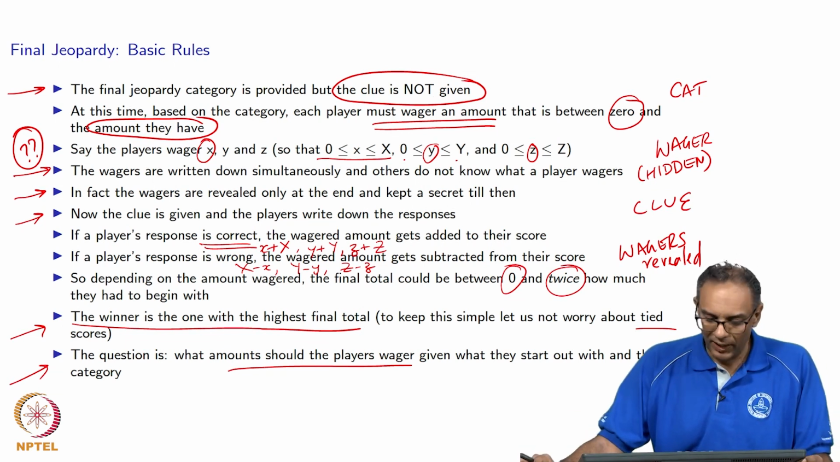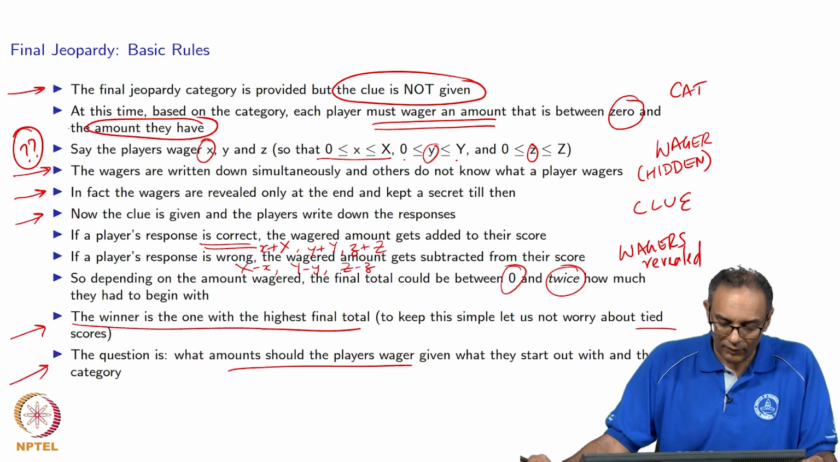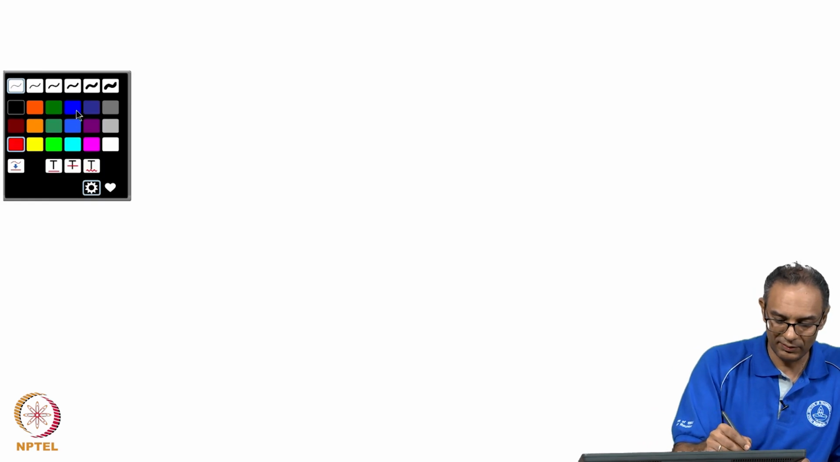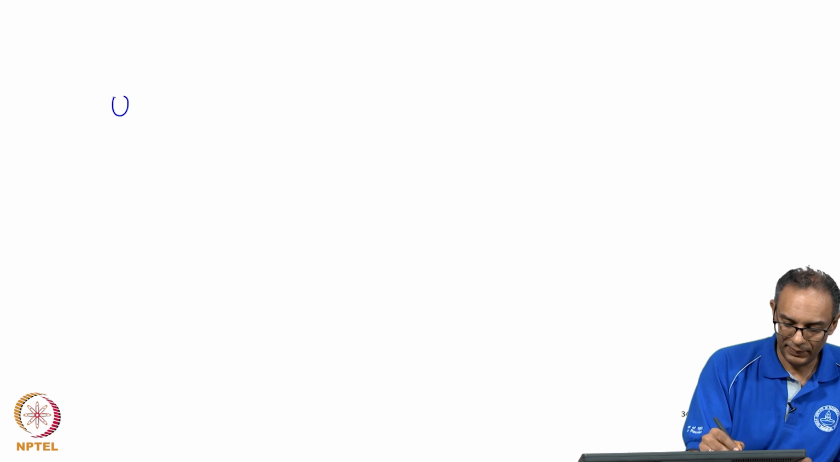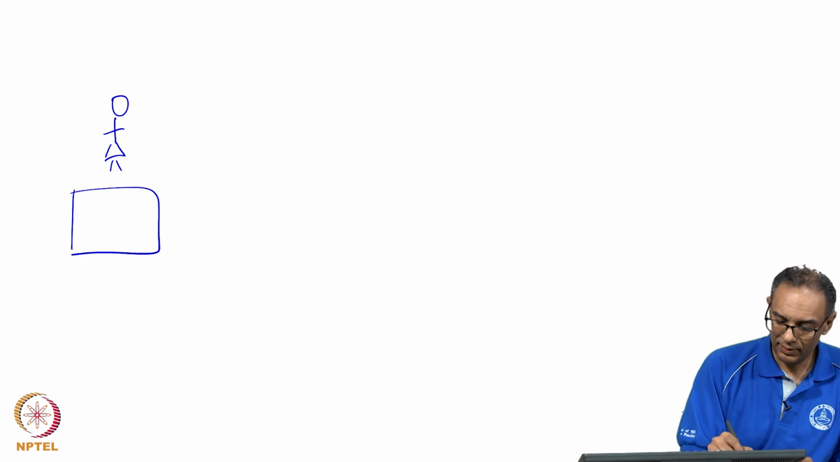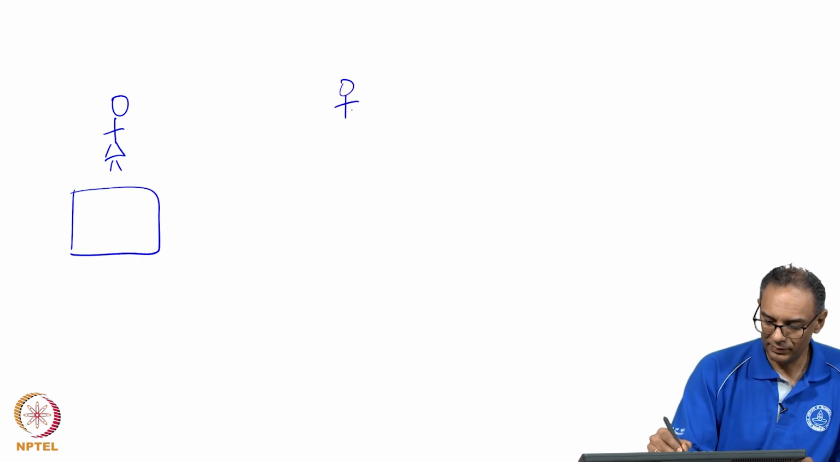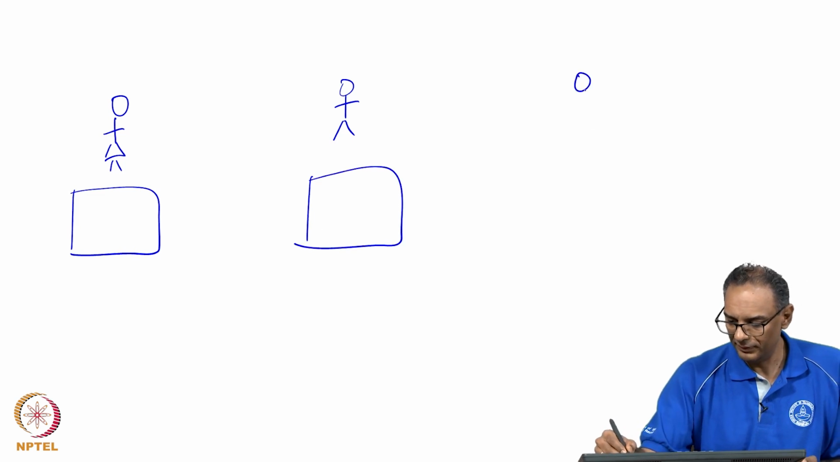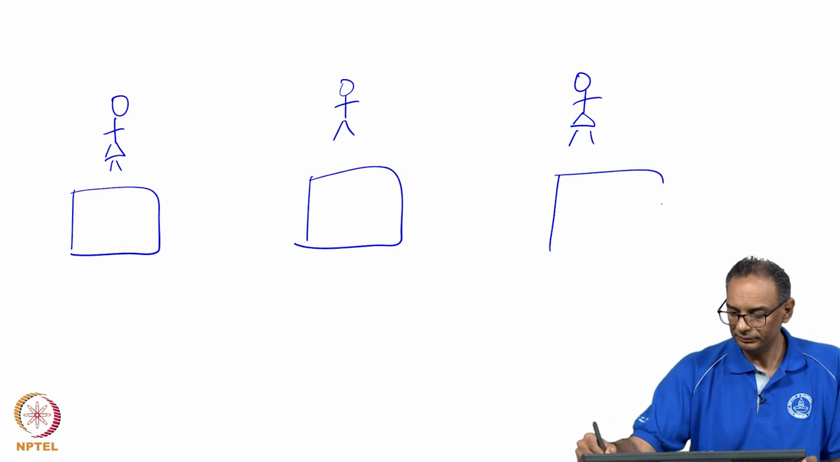Okay. So let me give you an example just to illustrate this whole process. When you look at the screen, you will see player 1, and then they will have a screen here. This is player 2, will have a screen here, and player 3 will have a screen here.